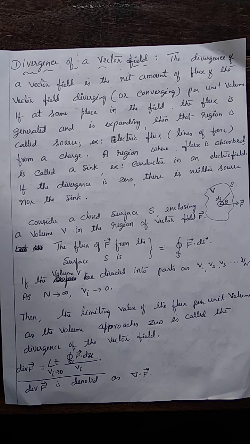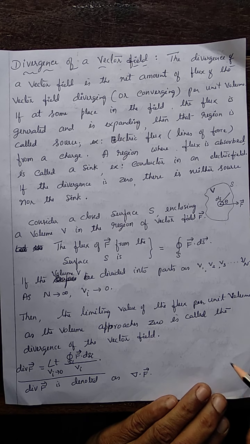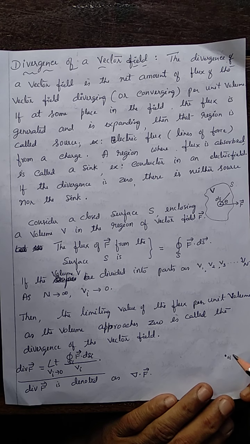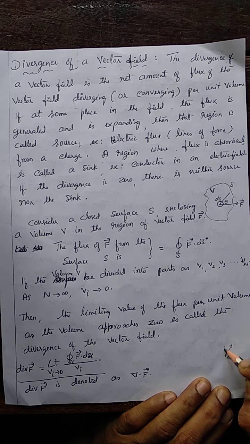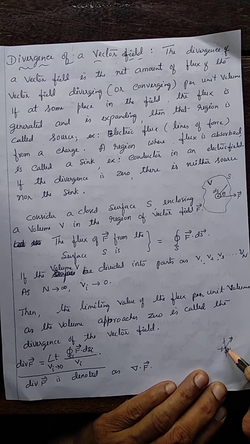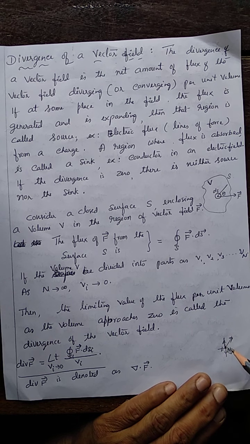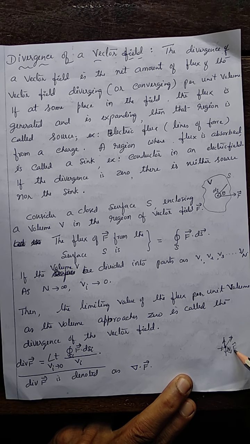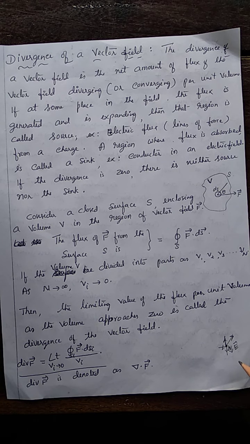Say, for example, consider an electric field due to a charge. Suppose there is a charge Q, then surrounding this charge there is an electric field. Usually we denote the electric field by lines of force. When the charge is positive, the lines of force move away from the given point. Flux means the amount of these lines of force. In this case the vector field is the electric field E, so flux is the number of lines of force.